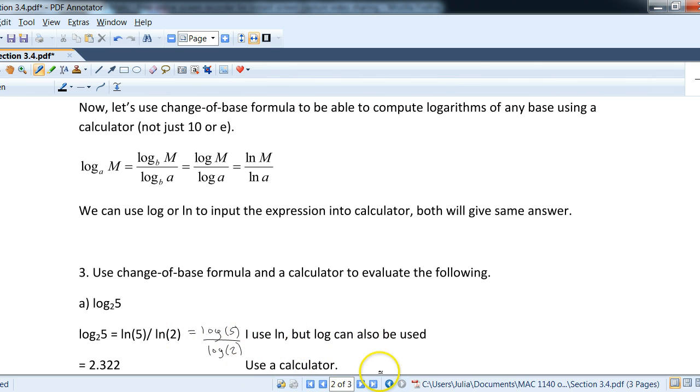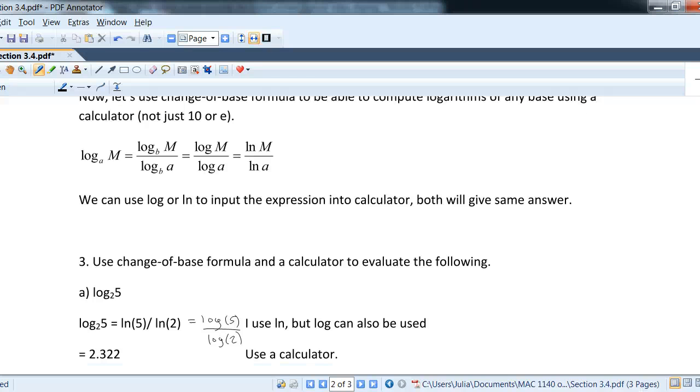And mostly, properties require a lot of practice. So make sure to practice a few of them and you'll be able to master them. That's it.